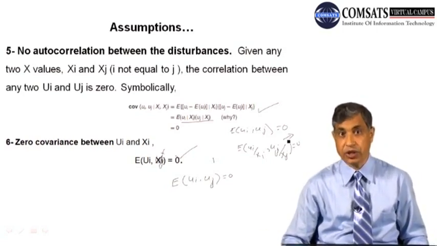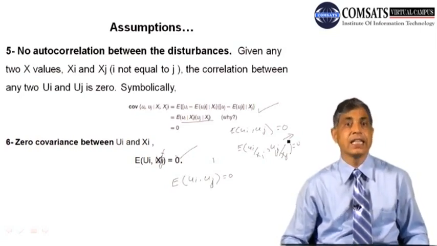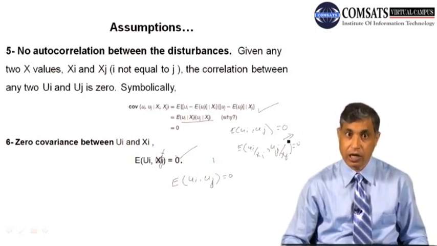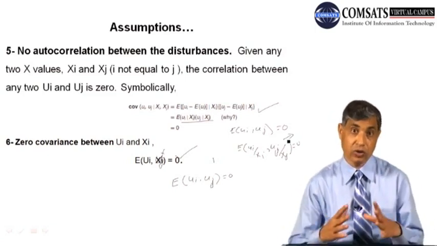What is our sixth assumption? Now you will be thinking about how many assumptions we are going to complete. There are 10 assumptions about the classical linear regression model. So this is the sixth assumption, and it is the zero covariance between ui and xi. This is a new assumption.